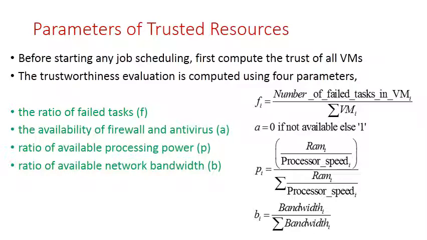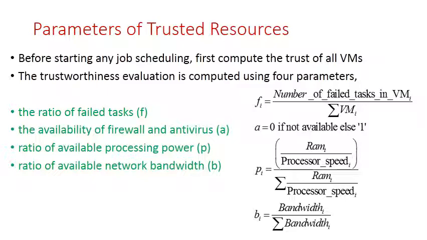The parameters of trusted resources. Before starting any process, first we should compute the trust value of all virtual machines and tabulate the trust values. For this, here we are using four parameters. First one is the ratio of failed tasks, F. F is computed by using the formula: the number of failed tasks in a virtual machine divided by the total number of tasks given to the virtual machine.